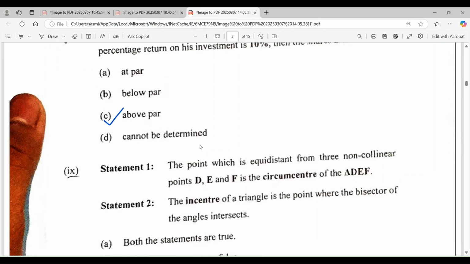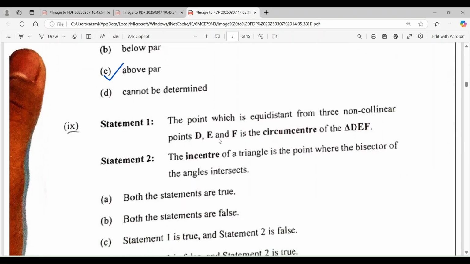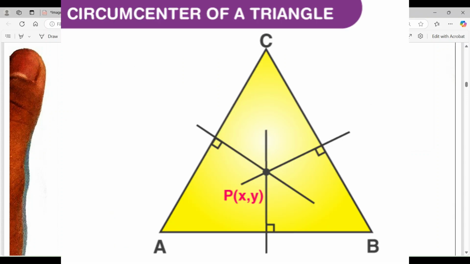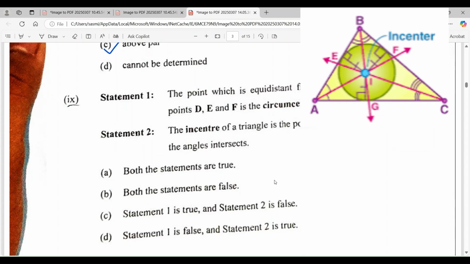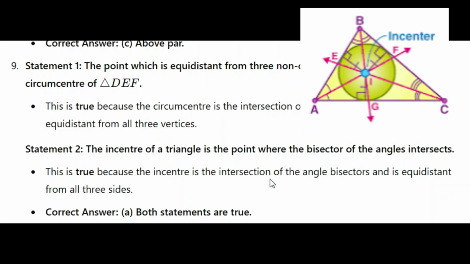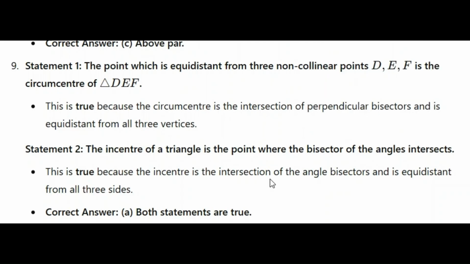Question number 9. Statement 1. The point which is equidistant from three non-collinear points D, E and F is the circumcenter of the triangle DEF. Statement 2. The incenter of a triangle is the point where the bisectors of the angles intersect. Both the statements are true because the circumcenter is the intersection of perpendicular bisectors and is equidistant from all three vertices. And incenter is the intersection of the angle bisectors and is equidistant from all three sides. So both are correct, so option A is correct.